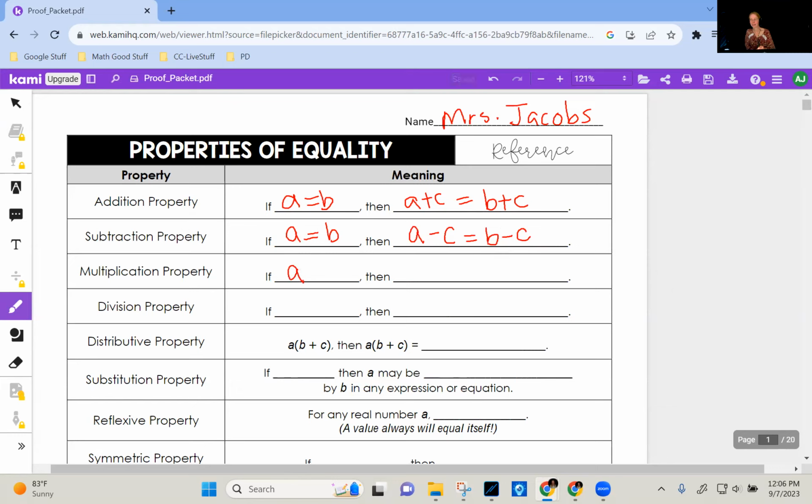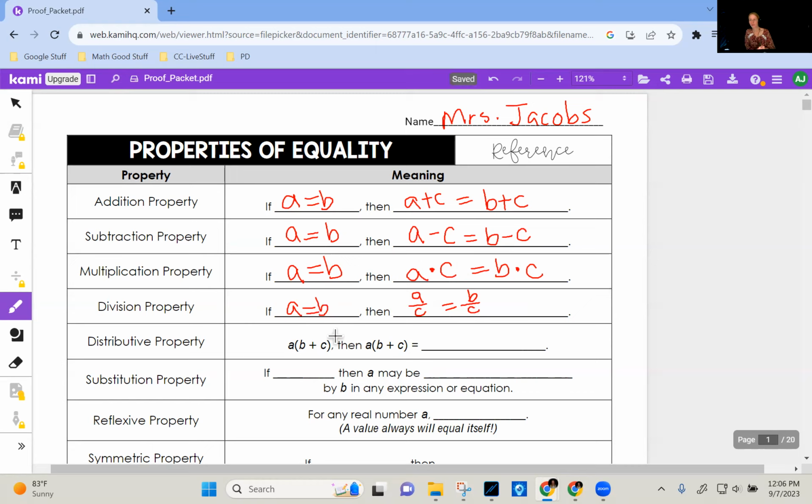Multiplication, same deal. If A equals B, then A times C equals B times C. It's a little times button, or make it a little bit more circly. All right, division property, same idea. If A equals B, then A over C equals B over C. We've divided both by C.